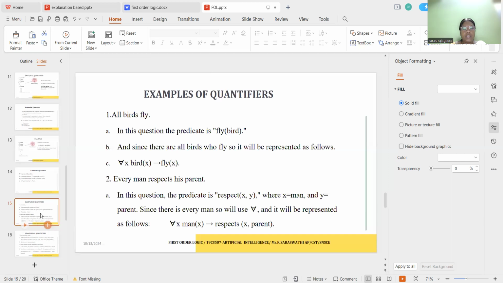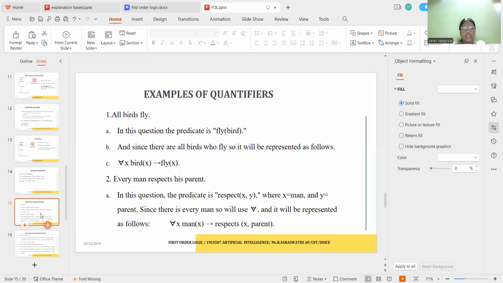Some examples of a quantifier. All the birds are flying. In this question, the predicate is fly, fly of bird. The sentence can be written as all birds, so we can include for all x, bird of x, which implies fly of x.